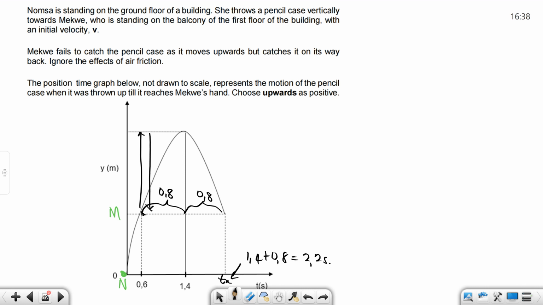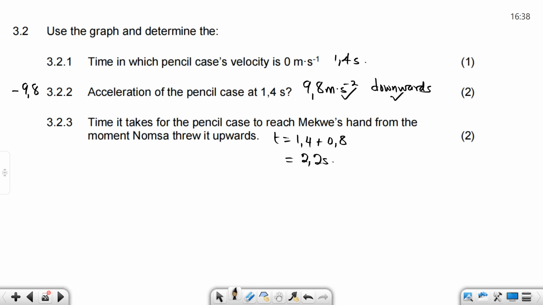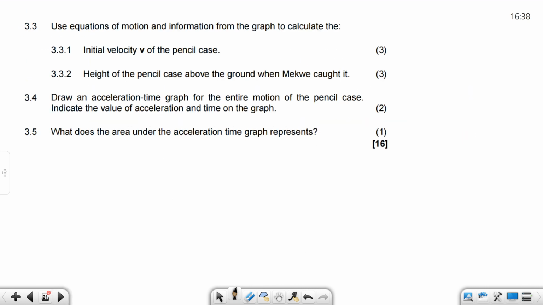From the moment she threw it, it reached Mekwe's hand after 0.6. So it went up in 0.8 seconds. It came back in another 0.8 seconds. So we just add all the time. 0.6 plus 0.8 plus 0.8 is 2.2. Treat it like a mathematics parabola with a line of symmetry.